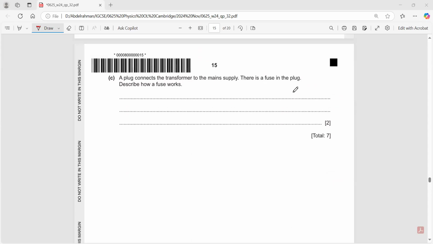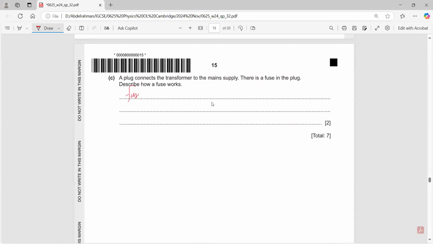A plug connects the transformer to a main supply. There's a fuse in the plug. Describe how the fuse works. How does any fuse work? Think about it. When you have a very large current, what happens to the fuse? It melts. Why? To prevent any damage from happening to the device.